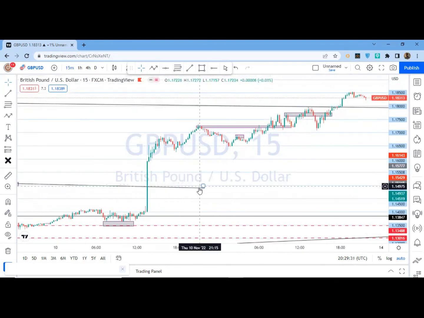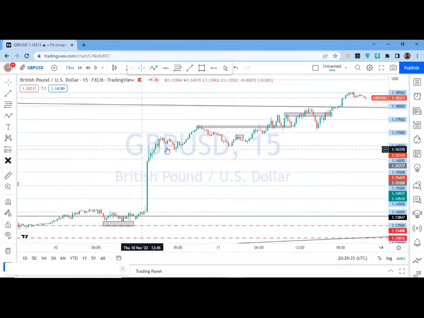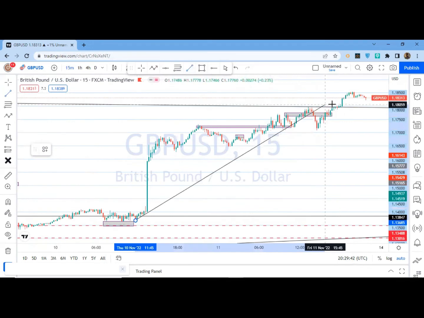So now to the losses we made. This was Friday. The market faked us. There's some trend line. Let me try to draw it. I think it was from here. Yes, this was the trend line.